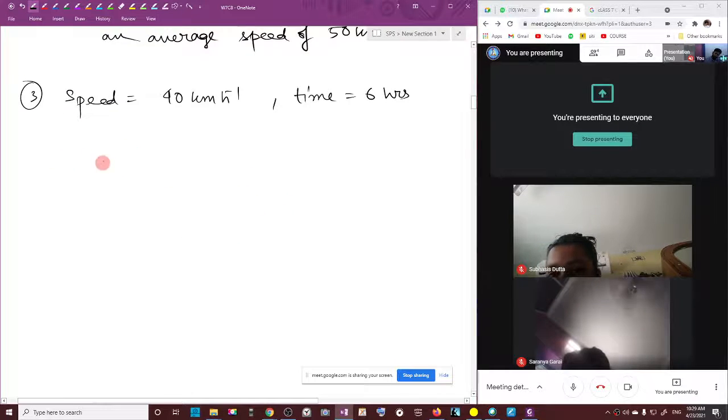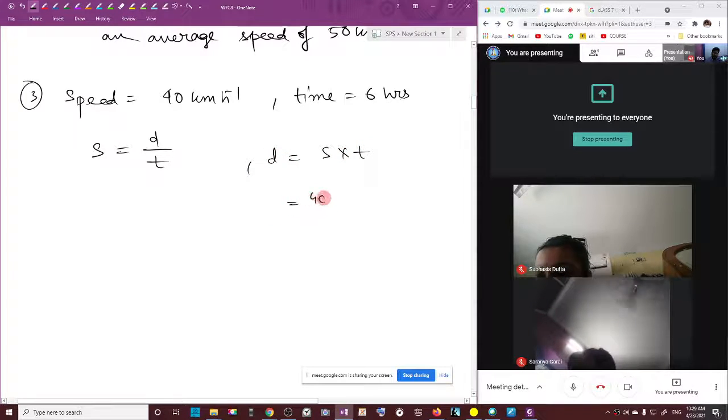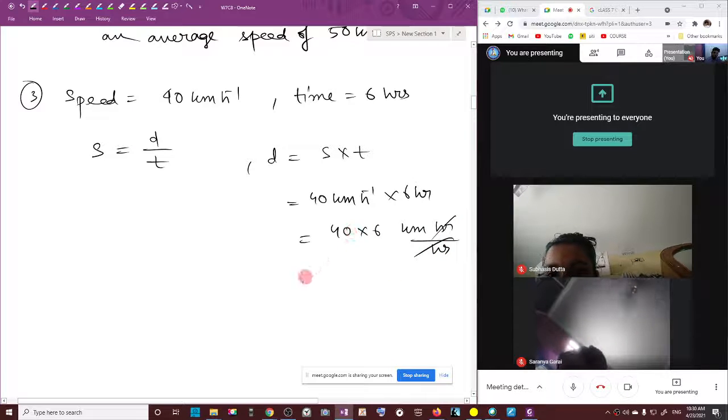Okay. Now we know speed equals distance by time. We need to find out the distance. So distance will be speed into time. The speed is 40 km per hour. The time is 6 hours. So it will be 40 into 6 kilometer hour by hour. We can cut both of these hours. 4 6s are 24. This will be 240 kilometers.